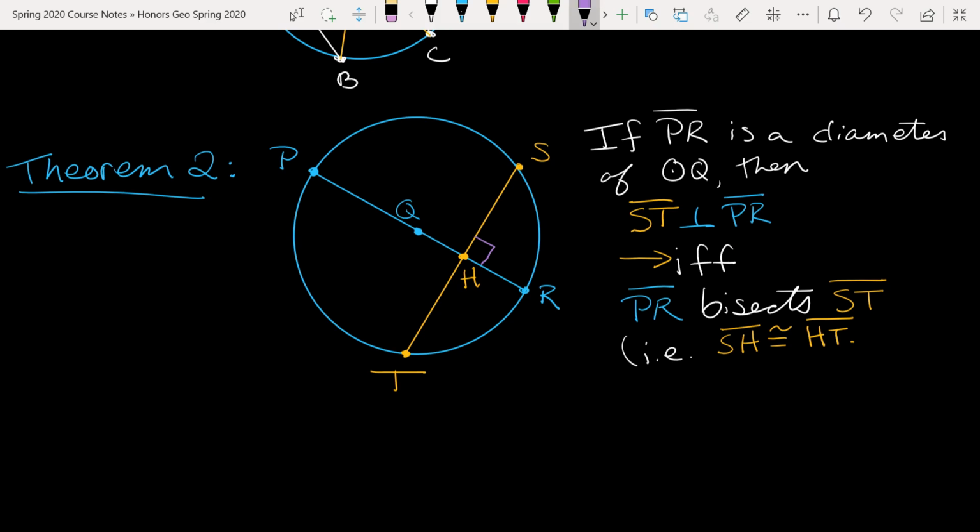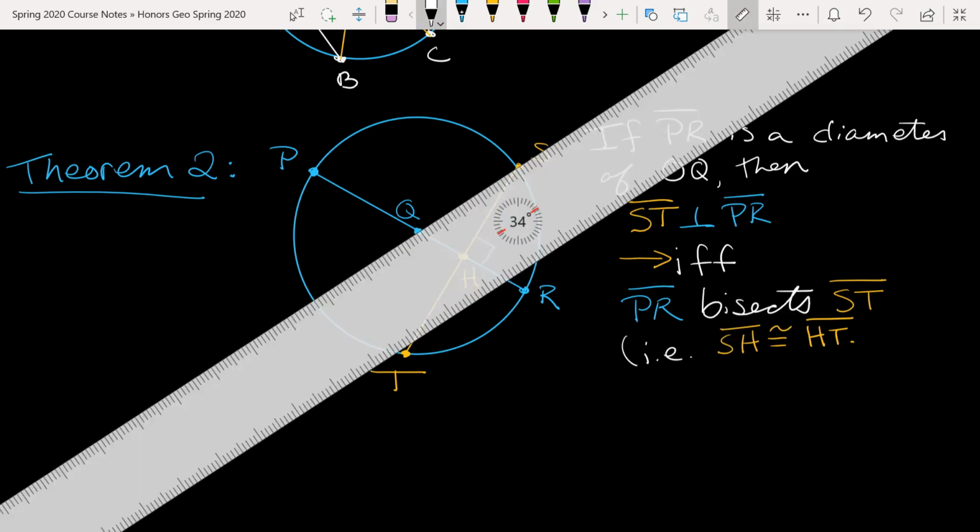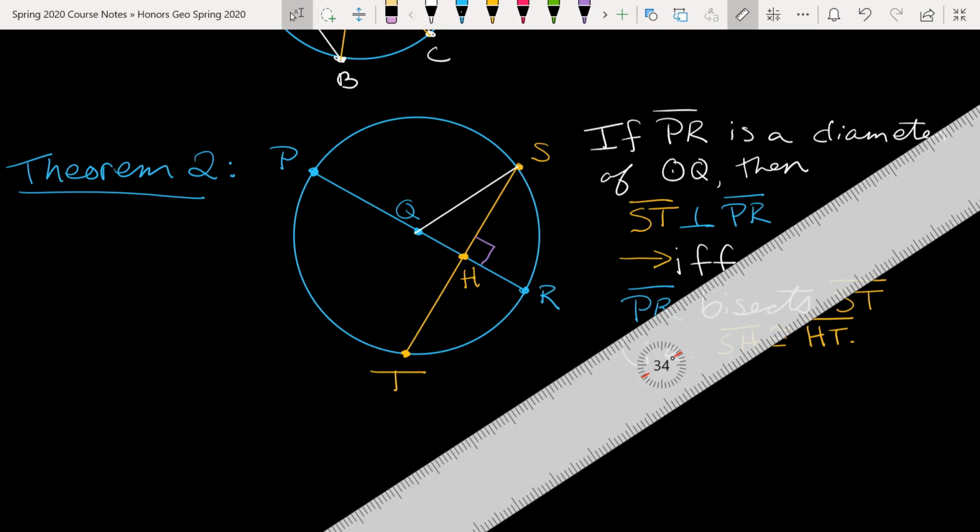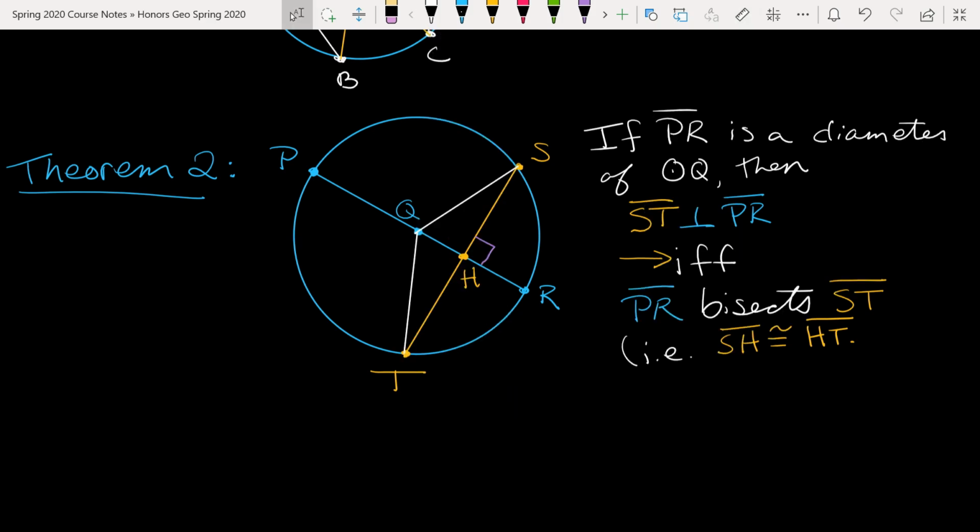So let's put in a couple of triangles here and see if we can find congruence. It's always a great idea to draw in triangles where sides are radii, because we know that all radii in a circle are congruent. So we can add QS and we can add QT, and we know right at the top that these are congruent segments because they're both radii. Now this tells us a few things. We can say that triangle TQS is isosceles, and so angles T and S have to be congruent.